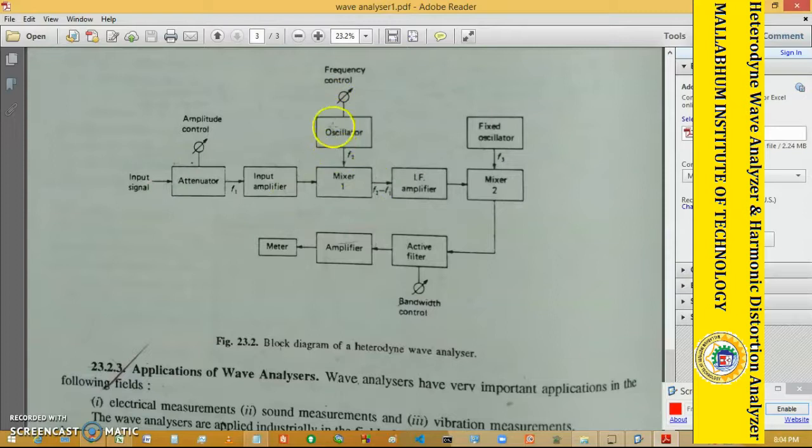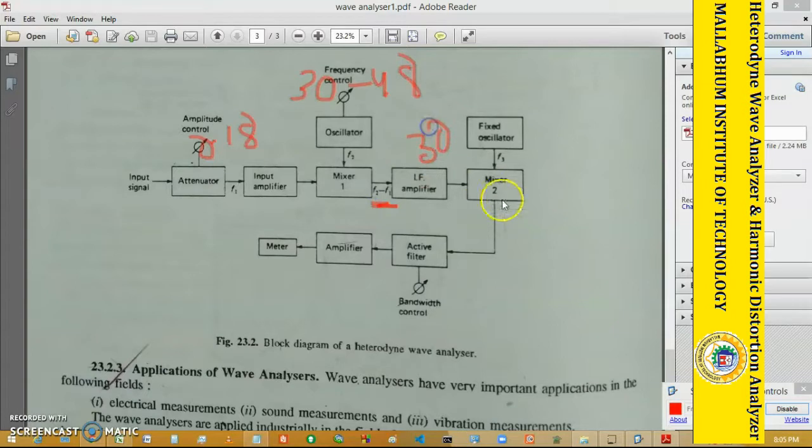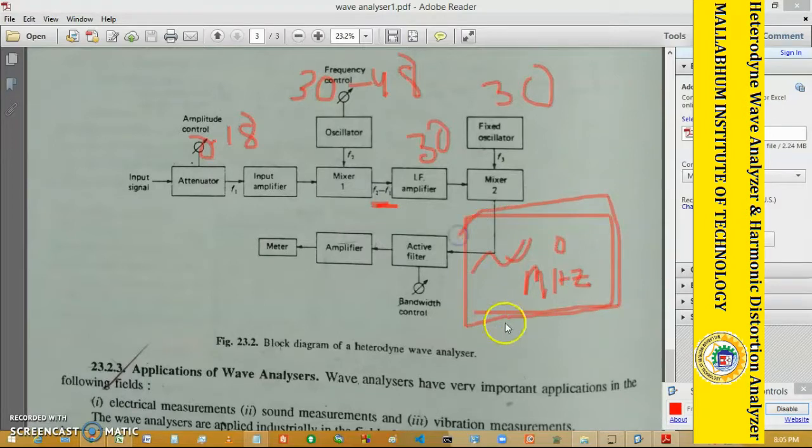Next, this is where the mixing happens. This signal range is from 0 to 18 megahertz, and this oscillator frequency is 30 to 48 megahertz, generating a signal that is the difference, around this 30 megahertz. And this mixer has a fixed oscillator at 30 megahertz. The output is nearly equal to 0 megahertz, not actually 0 megahertz. That is not possible mathematically or theoretically, that we get a 0 megahertz output signal. That means it is a low frequency content signal. Okay, that is the main principle, a low frequency content signal.